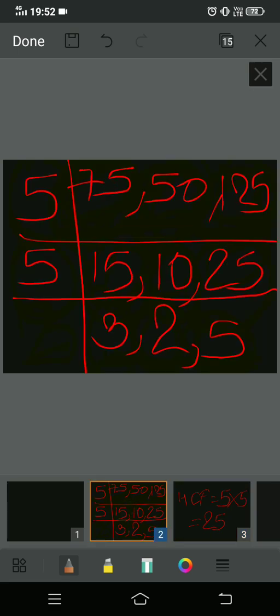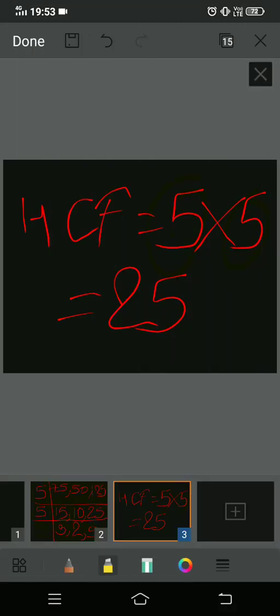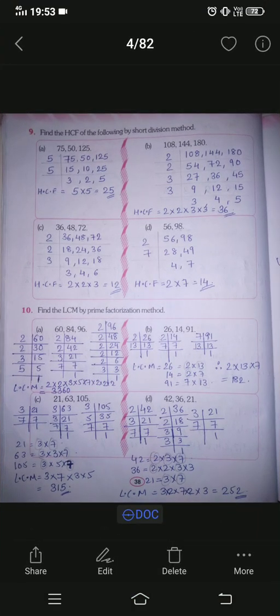What we've solved is, we will find out common multiple of the given numbers till we get such number for which there is no common factor. Okay, so there we will stop our solution. Here we will stop our division, and then what we do is, जिससे आपने number divide किया है, we will take that number and multiply. 5 and 5 आपने divide किया था, 5 into 5 is 25. So next you will write here, HCF of 75, 50 and 125 is 25. That is it.